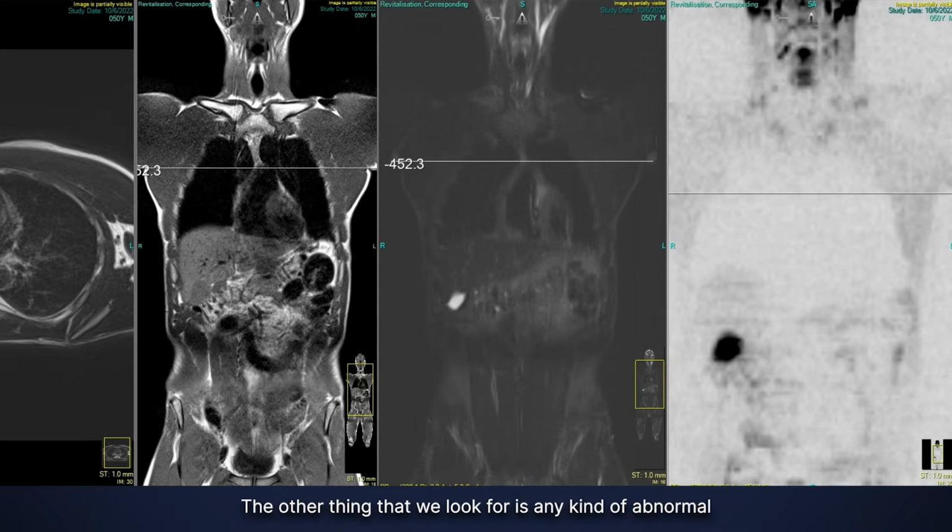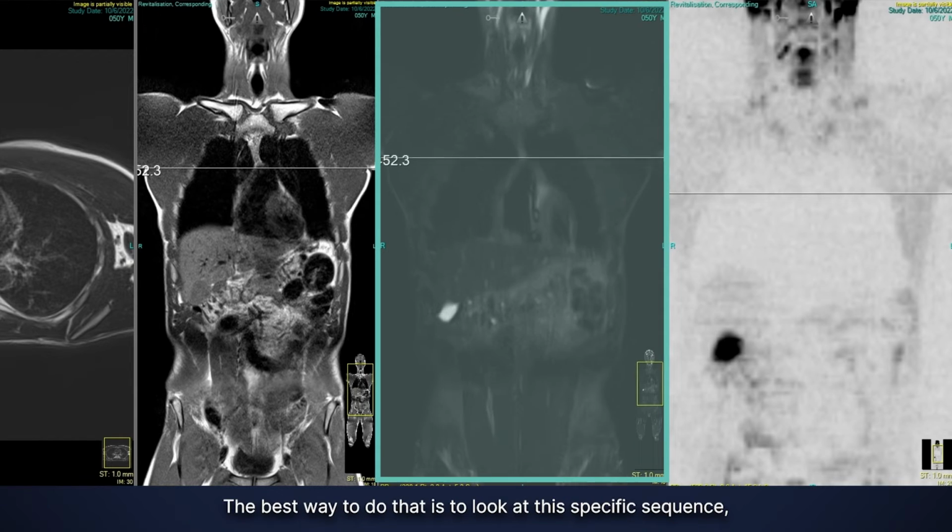The other thing that we look for is any kind of abnormal fluid accumulation around the lung. The best way to do that is to look at this specific sequence.